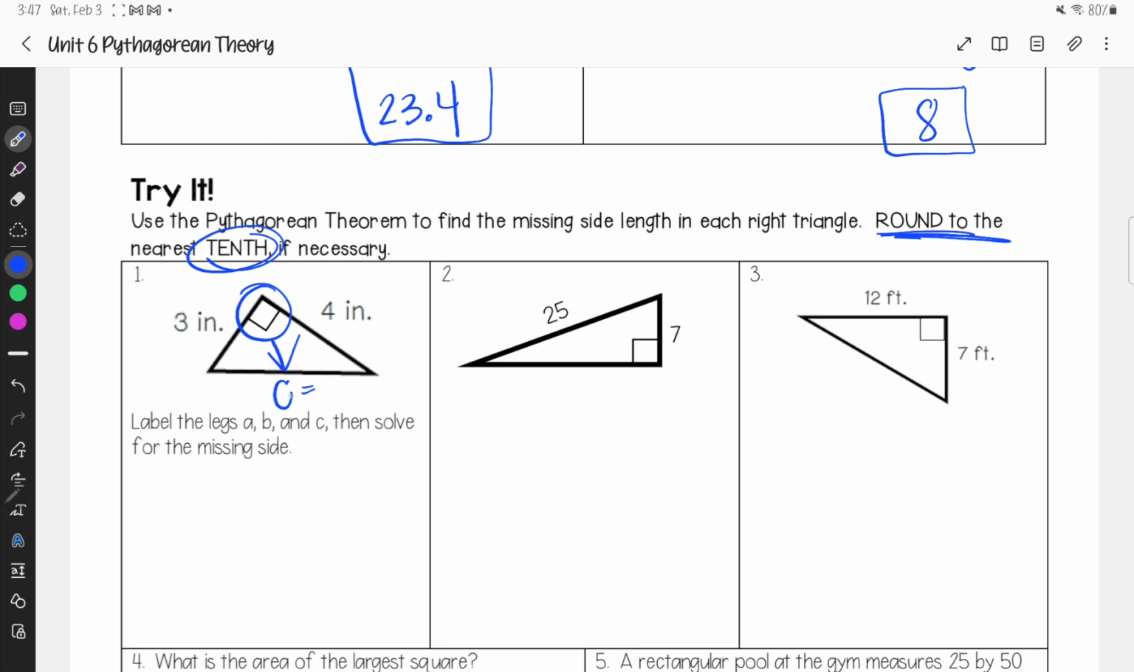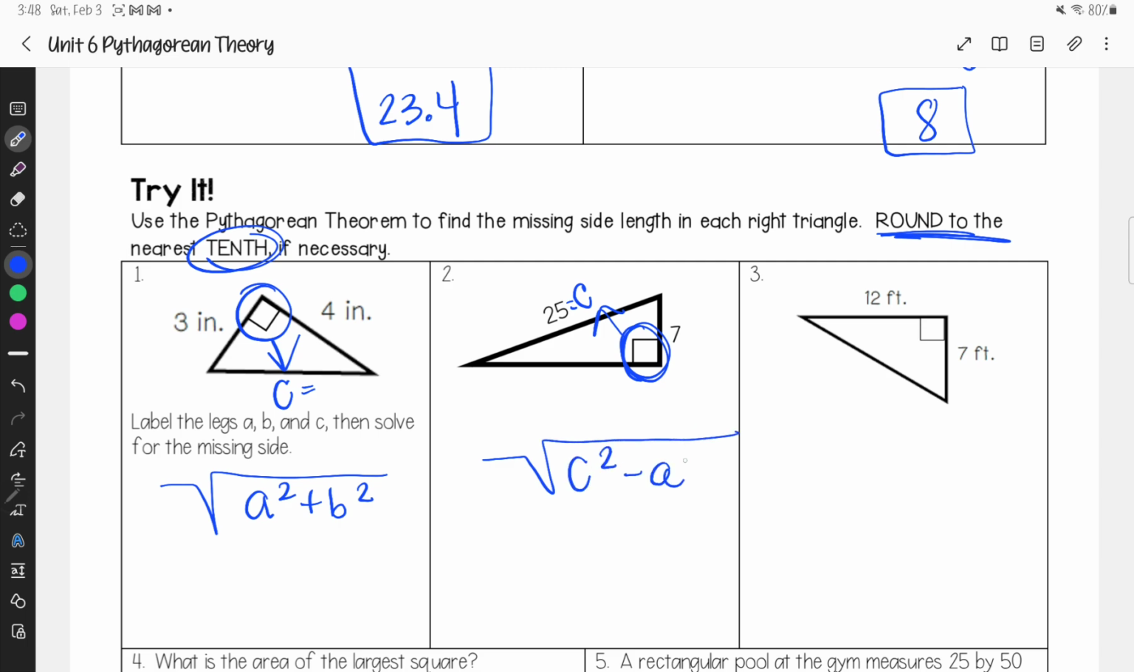Again, I'm missing my hypotenuse. So on this one, we're going to set it up as A squared plus B squared. Right angle, across, not touching, this is my C. So in this one, I now know it's going to be C squared minus A squared. And then on this one, that should have been your C. Set it up.